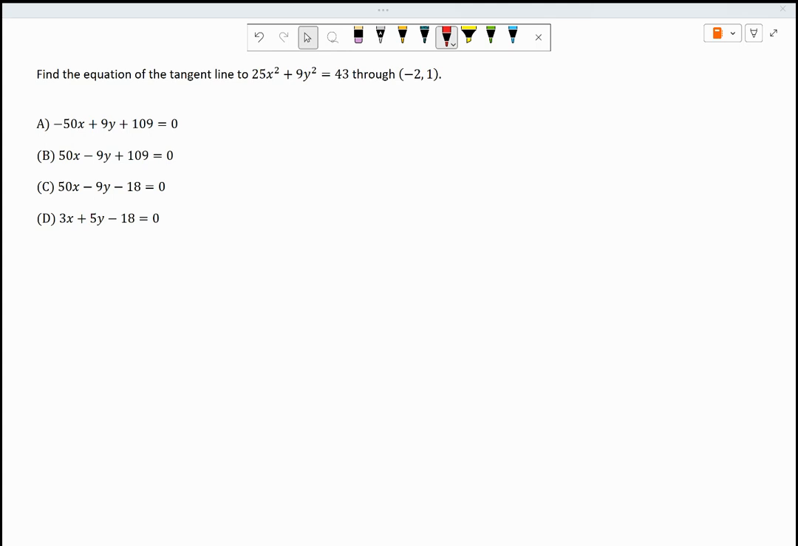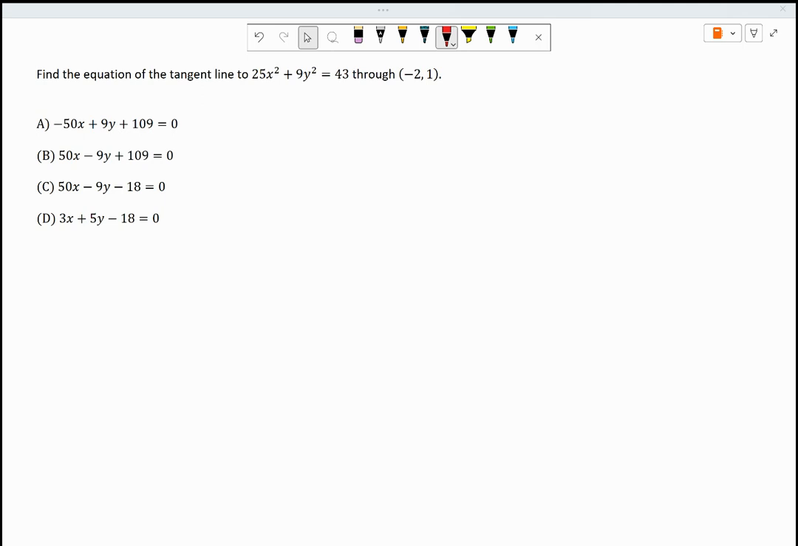how to be fast. Today we want to find the equation of the tangent line to this curve, 25x squared plus 9y squared is equal to 43 through the point negative 2, 1. We may recognize the equation to describe an ellipse, but it's not something we actually have to really know in order to answer this question.